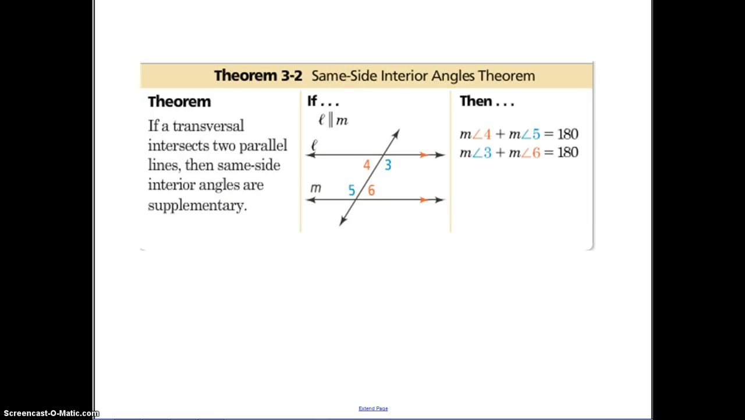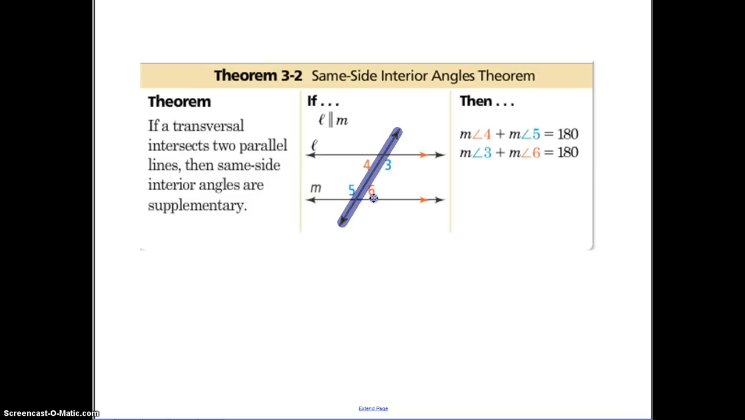And then we have same side interior angles. These are the ones that are different. So here's our transversal. And if they're on the same side and interior, so angle 5 and angle 6 are both interiors, but they're not on the same side of the transversal. They are linear pairs. Haha, I wondered if anybody would remember.